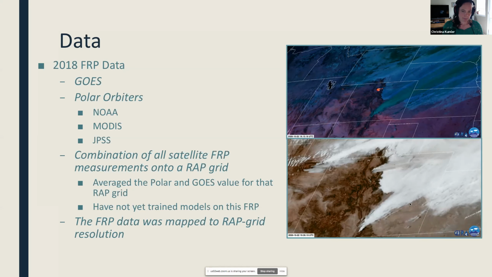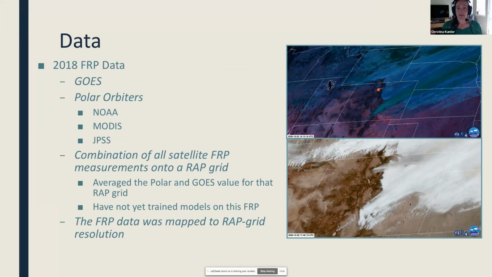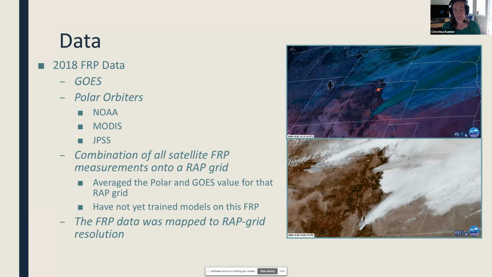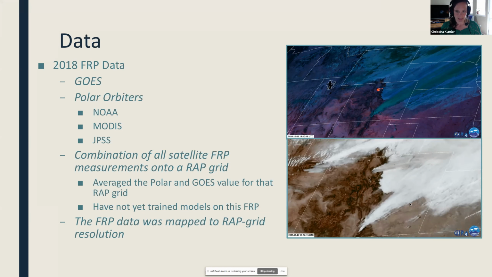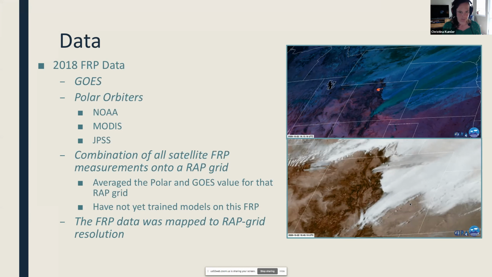So the polar RAP gridded FRP data that was created is a summation of all of the polar points measured over a RAP grid cell for that current hour for a passover of a polar orbiter. Now, it could include one or all three of the polar orbiters. It could include 2 points. It could include 15, but those are all summed over the RAP grid cell. They're not averaged, they're a summation.